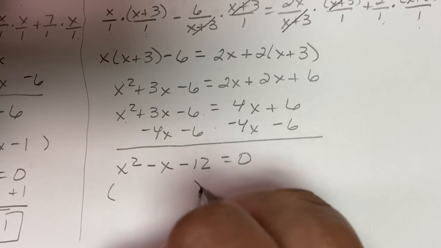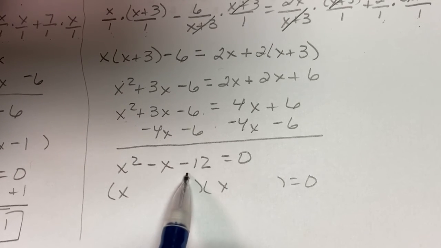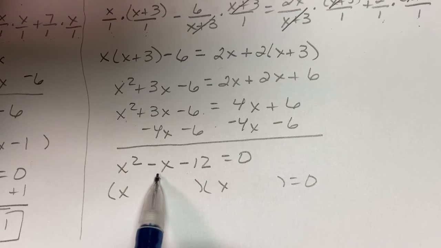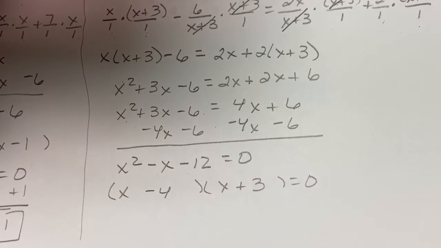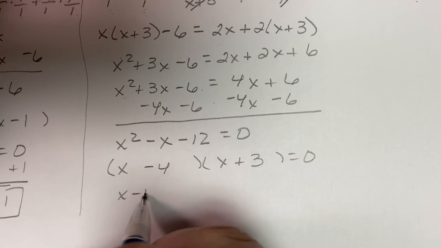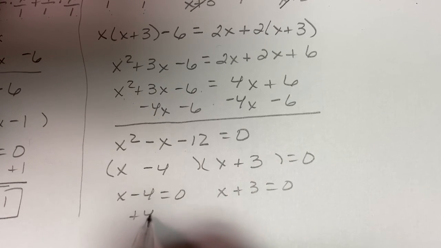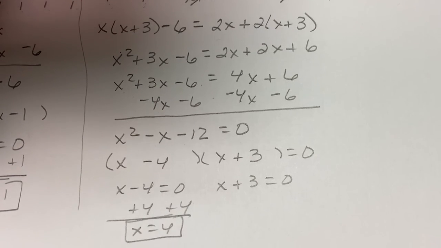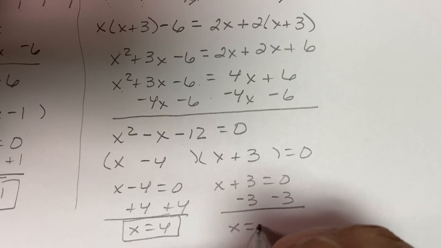Let's go ahead and factor, backwards FOIL, because it's a trinomial. We have x and we have x. We need to know what two numbers multiply together to get negative 12 and add together to get negative 1. What are they? They are negative 4 and positive 3. If I take each one of these and set it equal to 0 to solve, here, when I add 4 to both sides, I'm going to get x equals 4. And here, when I subtract 3 from both sides of my equal sign, I'm going to get x equals negative 3.